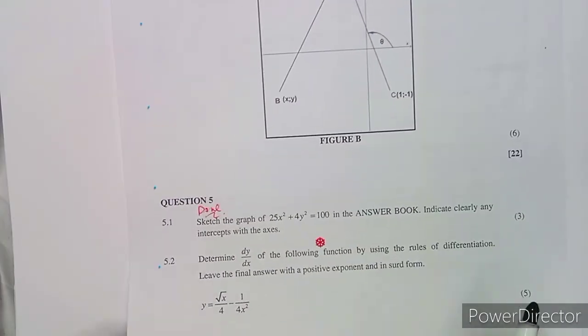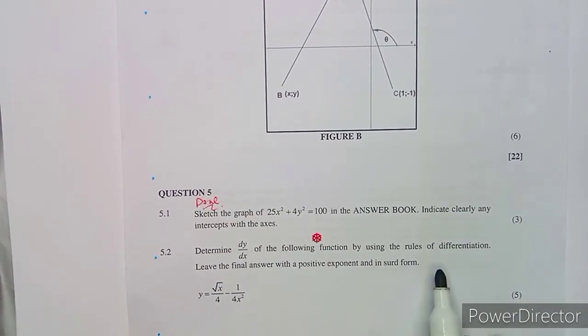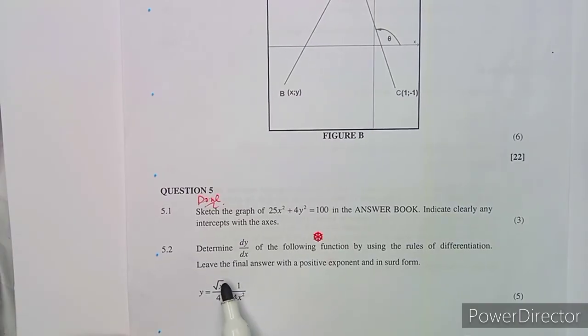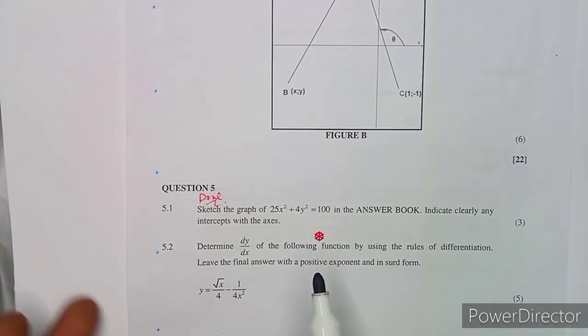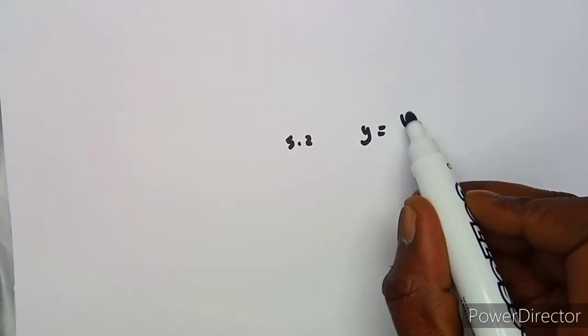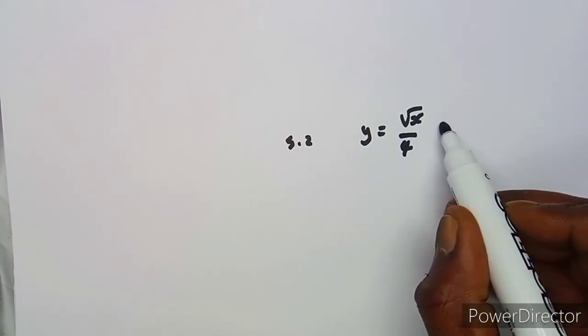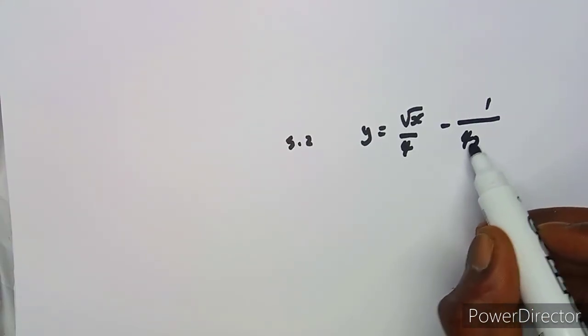And the other part, let's just quickly work on it, where we are asked to determine dy/dx of the following function using the rules of differentiation. Leave the final answer with a positive exponent and in surd form. So we need to leave our answer with the positive exponent and in surd form, and that's what we had. So let's just quickly have this. This is 5.2, where we've got y, which is equivalent to the square root of x over 4 minus 1 over 4x squared, like this.